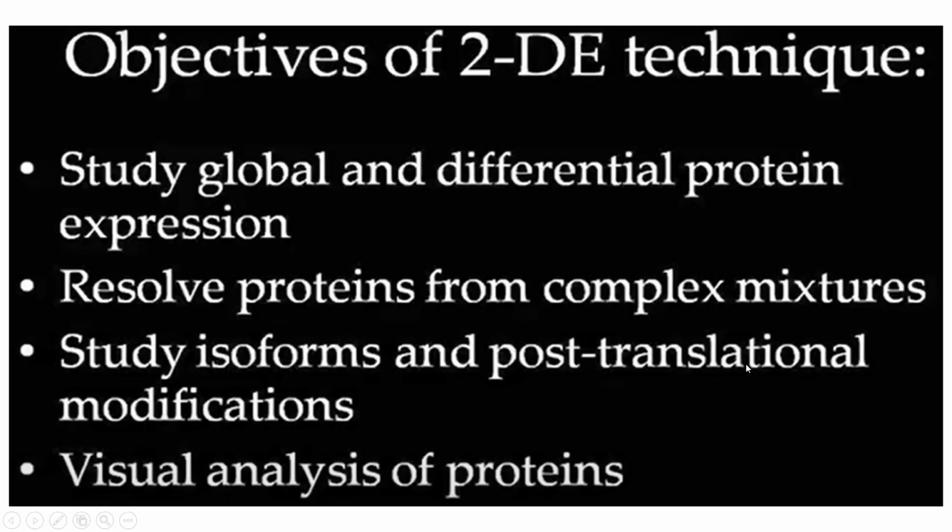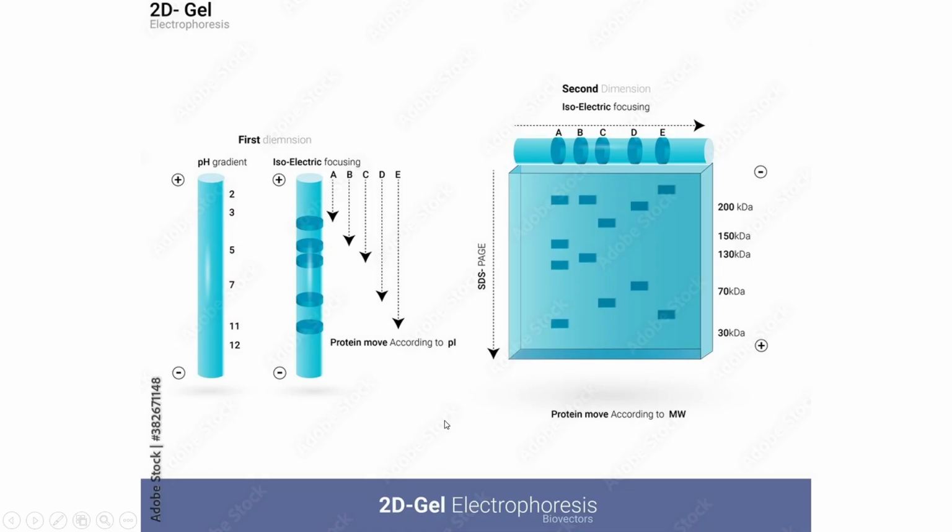How can we do it? Basically, global and differential protein expression can be studied with the help of this specific technique. You can resolve proteins from complex mixtures, that's obvious. It will also help you to study isoforms and post-translational modifications, depending upon your staining technique. And visual analysis of proteins can be done.